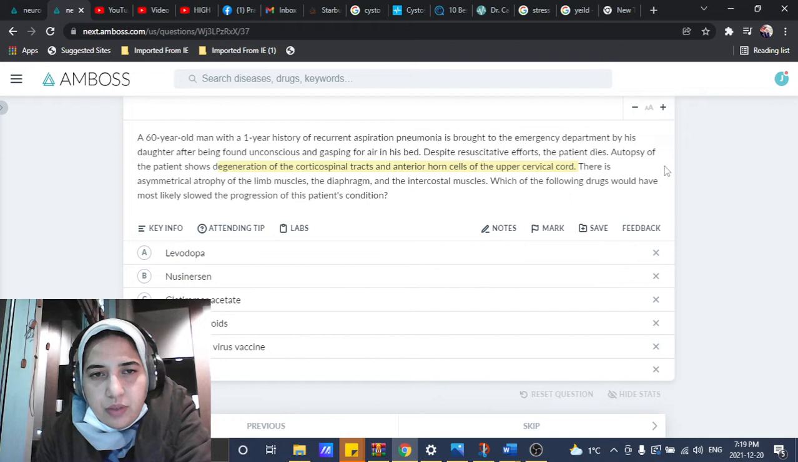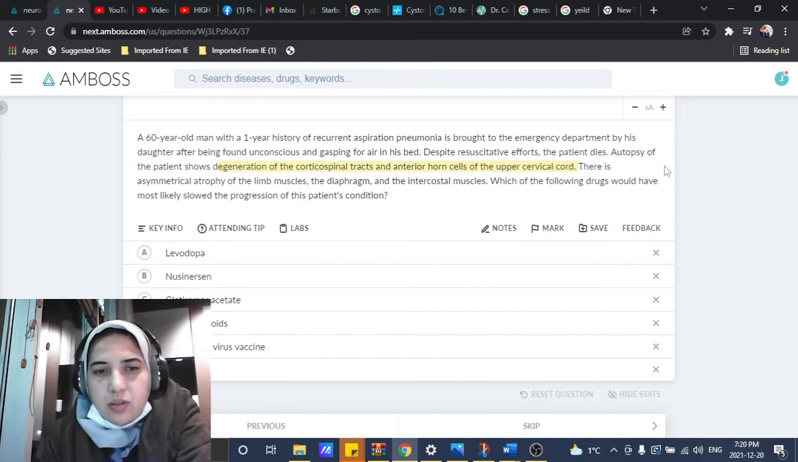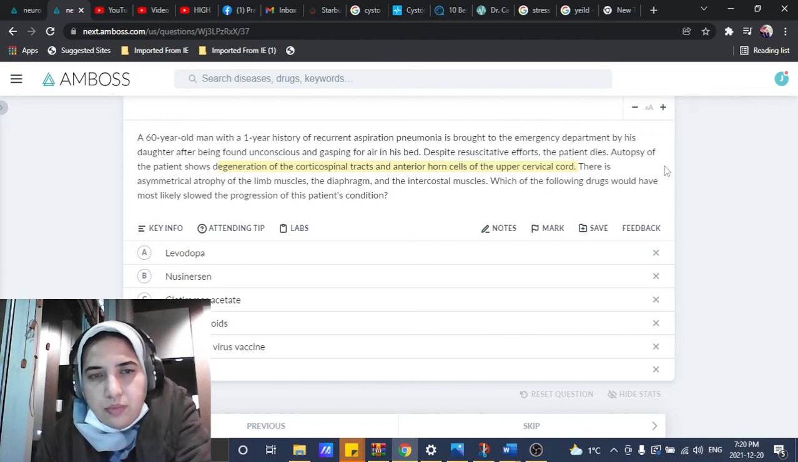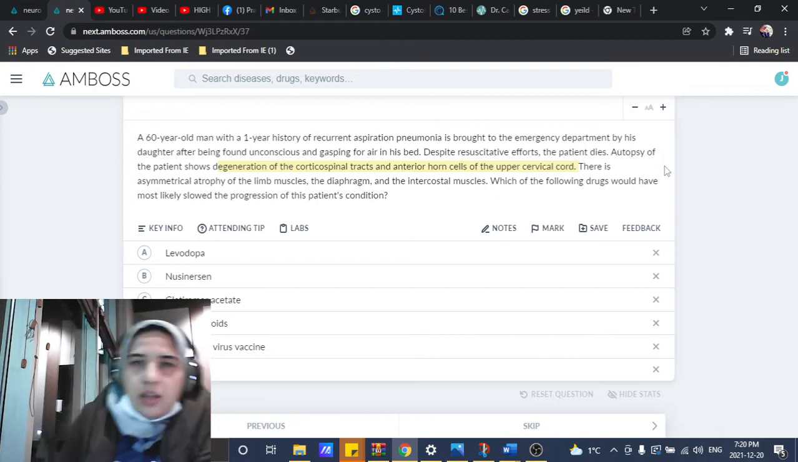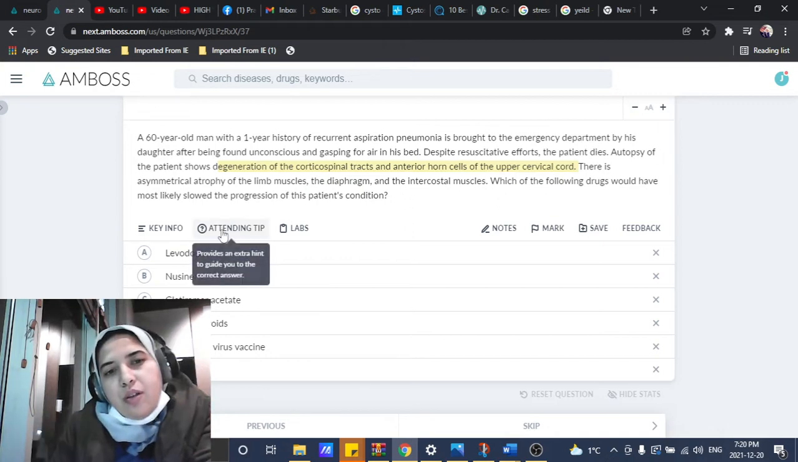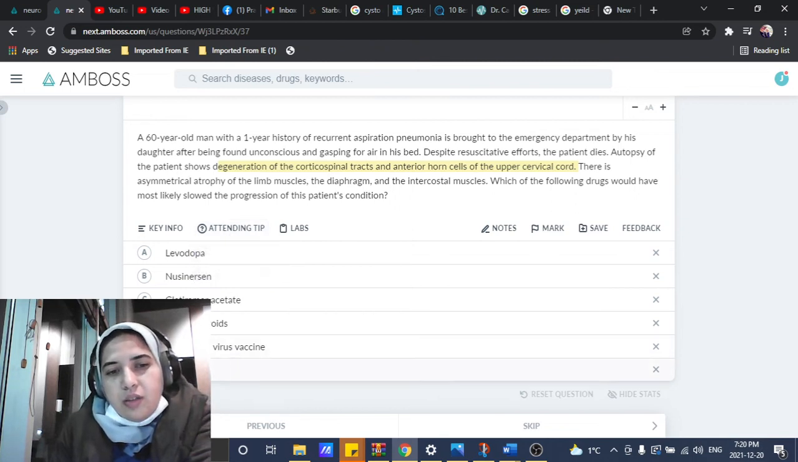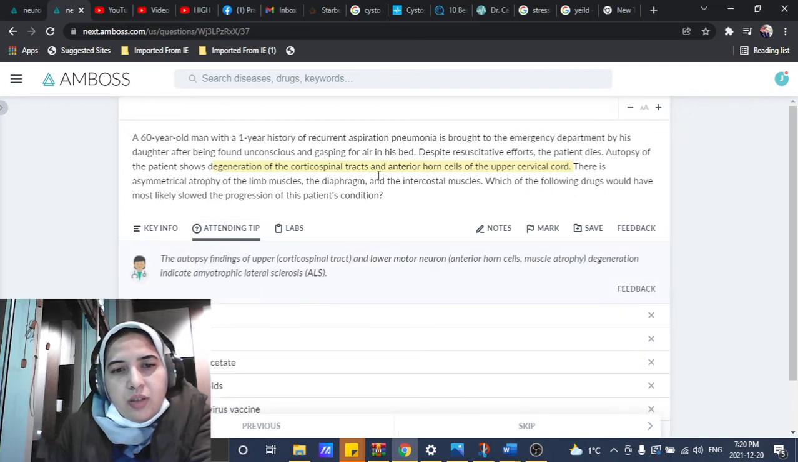Asymmetrical atrophy of the muscles, the diaphragm and intercostal muscles. I don't want to say it's ALS, but right now that's the only thing in my head because of the previous question. Let's take this moment to get an extra hint on how to answer the question, because if it is ALS, the answer would be Riluzole. I'm just not confident based on the clinical picture entirely. So yeah, it is ALS.